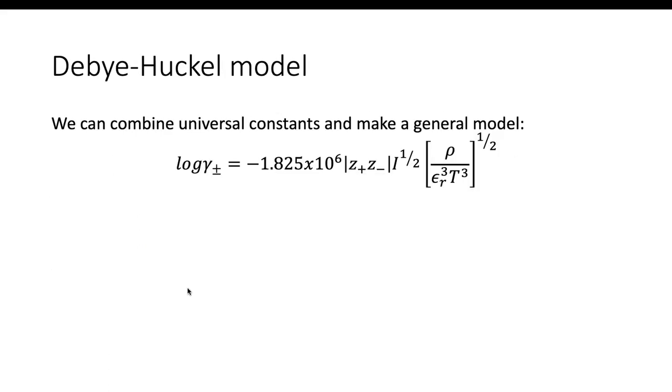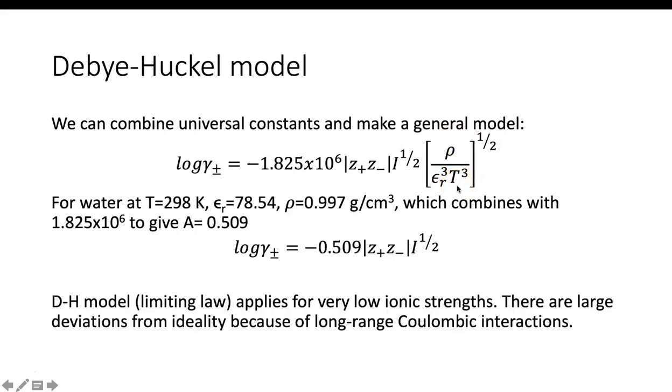All right, so we can simplify that. There are a lot of universal constants in there that don't change, so we make a more general model, and we've switched to the base 10 log at this point. The log of the activity coefficient is this: the combination of all of those universal constants, we still have our charge term and our ionic strength term, but now we've collected all the terms related to the solvent itself, so the density, the dielectric constant, and the temperature. If we add these up for water at 298 Kelvin, we know the dielectric constant is 78.54 and the density is 0.997, and all of those constants end up in what's called an A term. It's 0.509. So the log of the activity coefficient is minus 0.509 times our charge times the square root of our ionic strength.